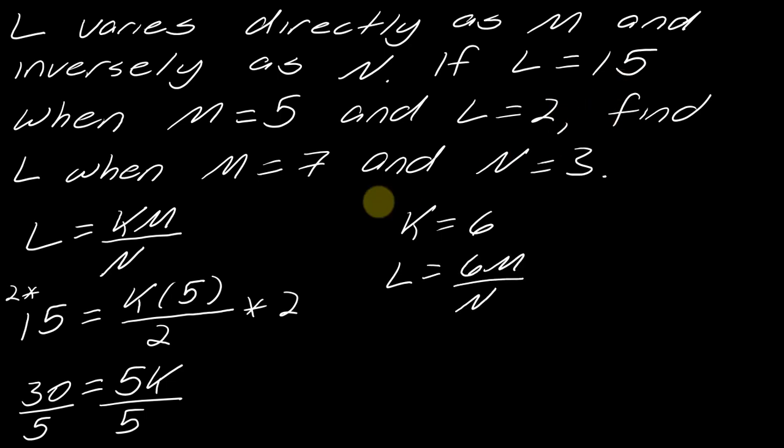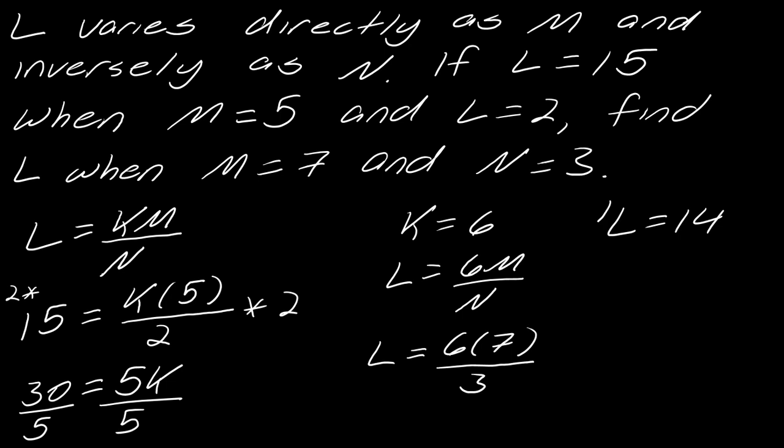Again, I just refer back here. And now it says find L when M equals 7 and N equals 3. So I take L equals 6 times 7 divided by 3. So ultimately I will get that L equals 14. Okay, so that should really give you a good idea of how these work.